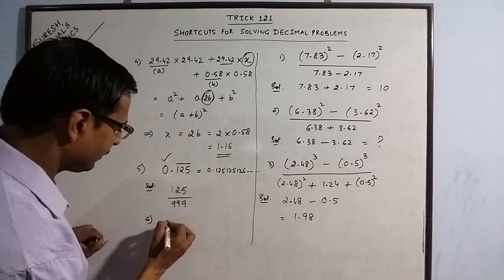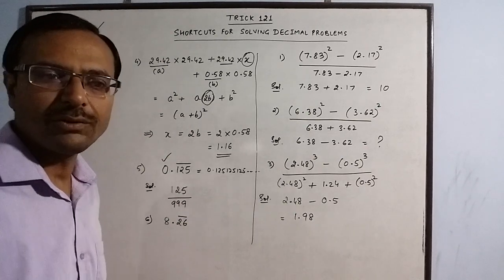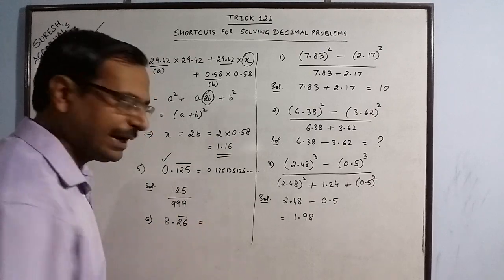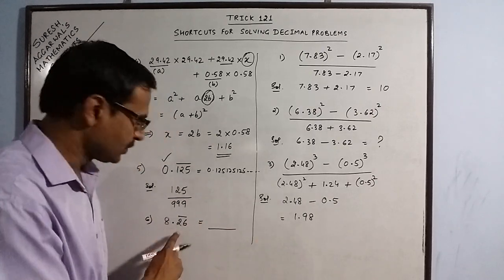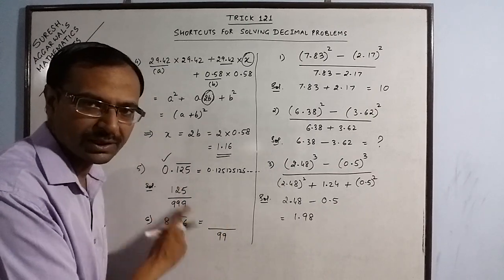Now suppose we have 8.26 bar. Now we have 26 being repeated here. For finding the answer here, the number of digits repeated is 2. So in the denominator we will have 99. That step is same in both the cases.